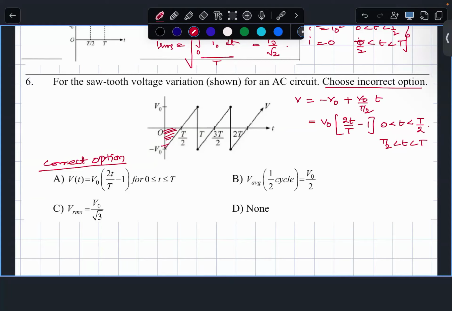Now average. You will take it for half cycle. Area under the graph. V average is area by time. Area is half into V naught into T by 2 by T by 2. This is V naught by 2. So, correct option.